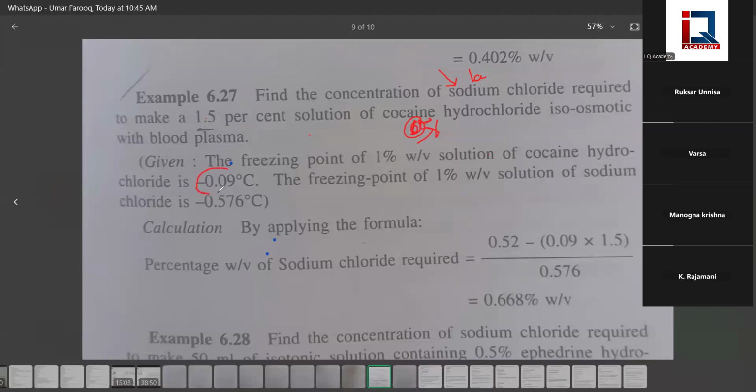How much? 0.09 degrees centigrade. The freezing point of sodium chloride, if they don't give it, you should remember, is 0.576 degrees centigrade. In the previous question also, we have seen the same thing. Now simply apply the formula 0.52 minus A by B. There is a slight change because here he is asking for 1.5%. Generally, this is the freezing point of 1%. So we will change the formula into 0.52 minus 0.09, that is the freezing point A, into 1.5, because this is of only 1%, so you are increasing it to 1.5%. Got it?